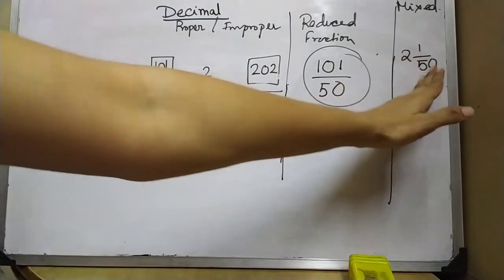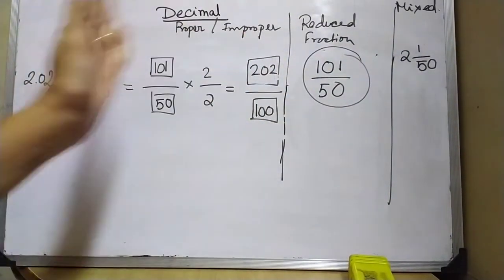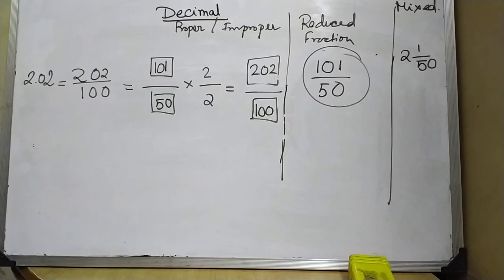We are going from this portion to this portion, going backward in the calculation. So this chapter is completed. Here we need to do this kind of sum only, and in the next chapter we will do the sums of decimal addition and subtraction.